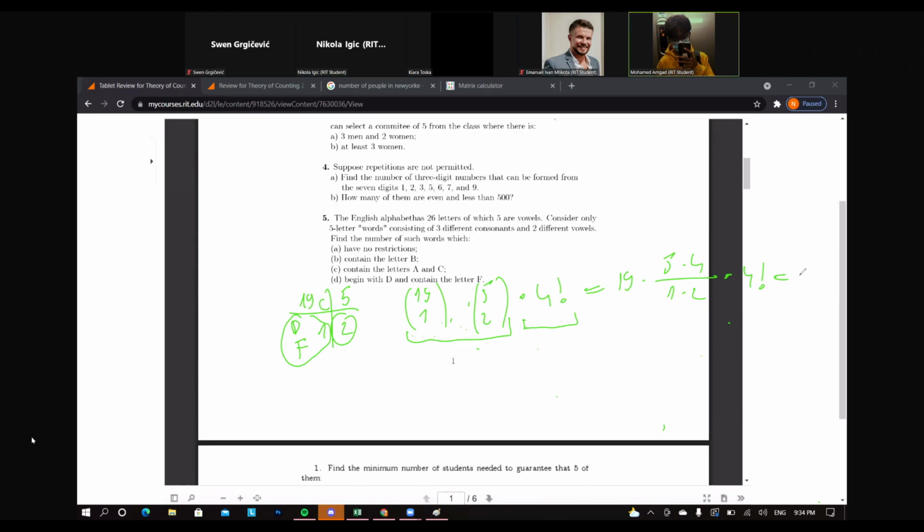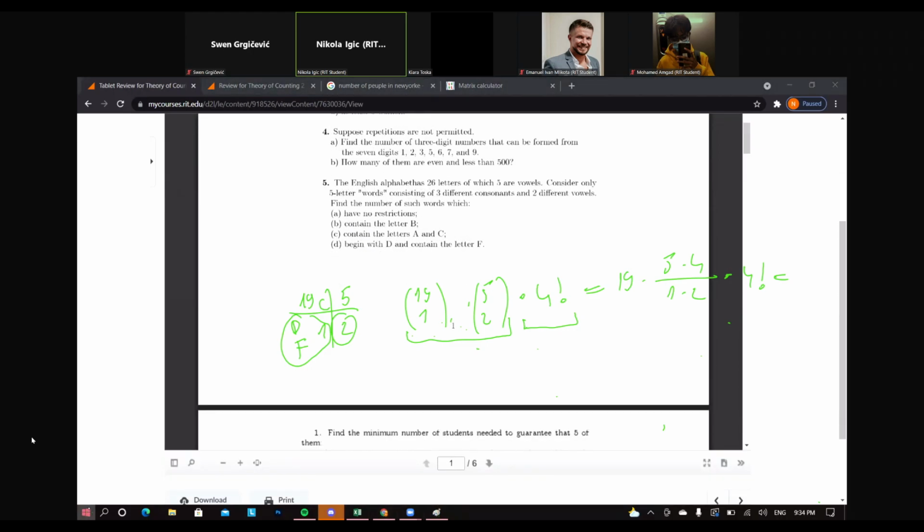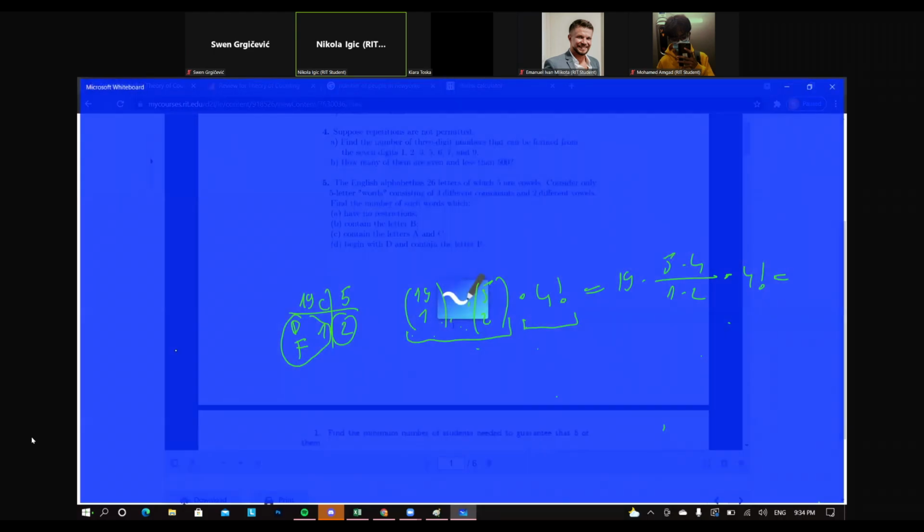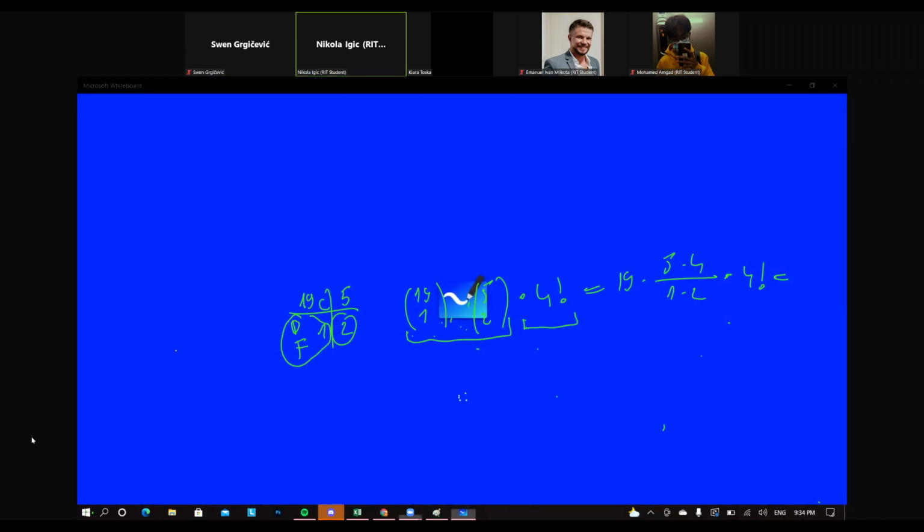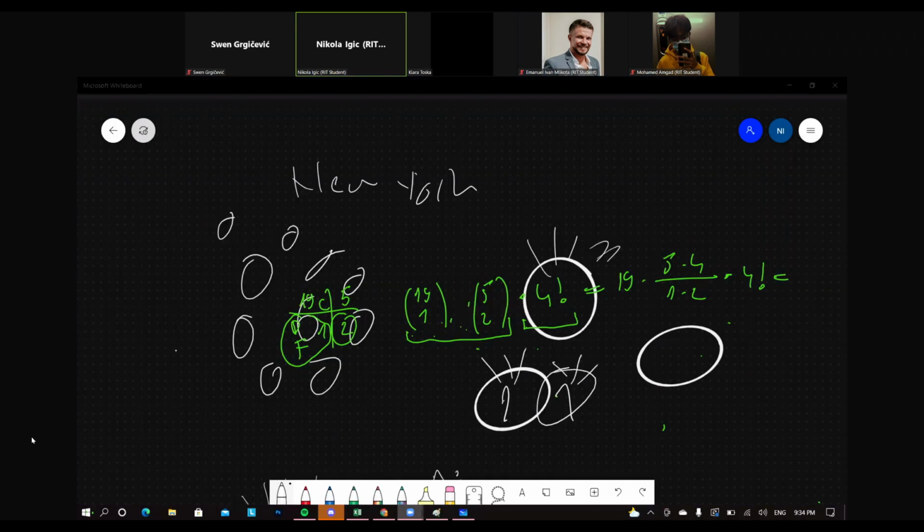I don't get the 4 factorial part. Okay. Yeah, me neither. Okay. I'm still drawing. I need to stop drawing. Wow. It's still here. Clear.